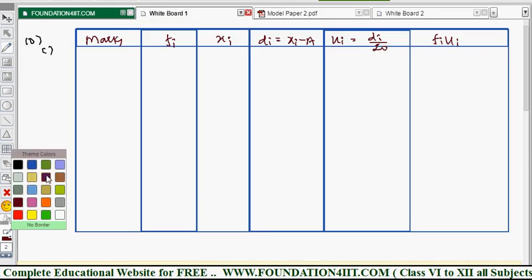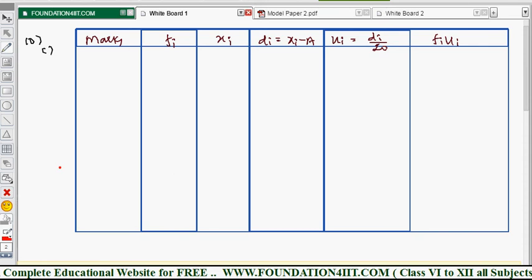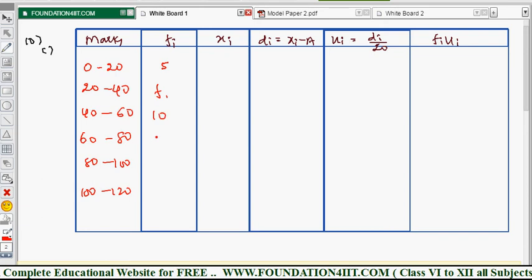Then if you take this given data, that is 0 to 20, 20 to 40, 40 to 60, 60 to 80. Let's take this given data and solve the problem. And 100 to 120. Okay, frequency is given: 5, f1, 10, f2, 7 and 8. Then the xi value, this we need to prepare.